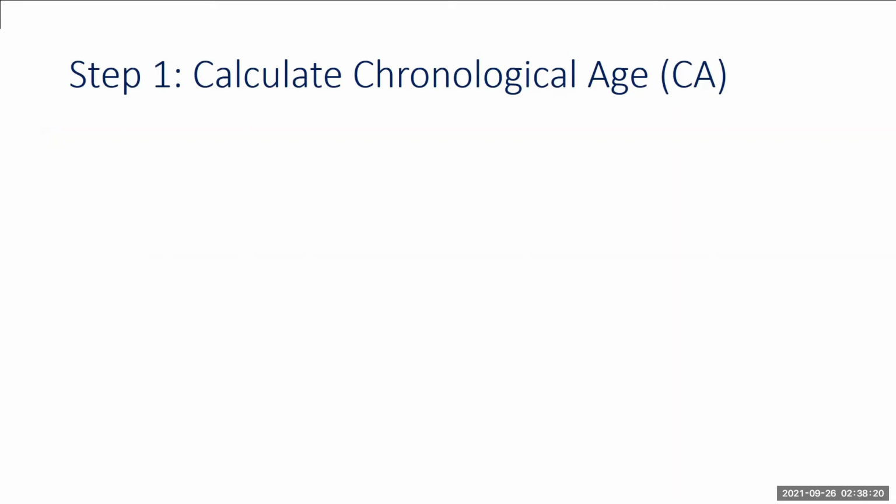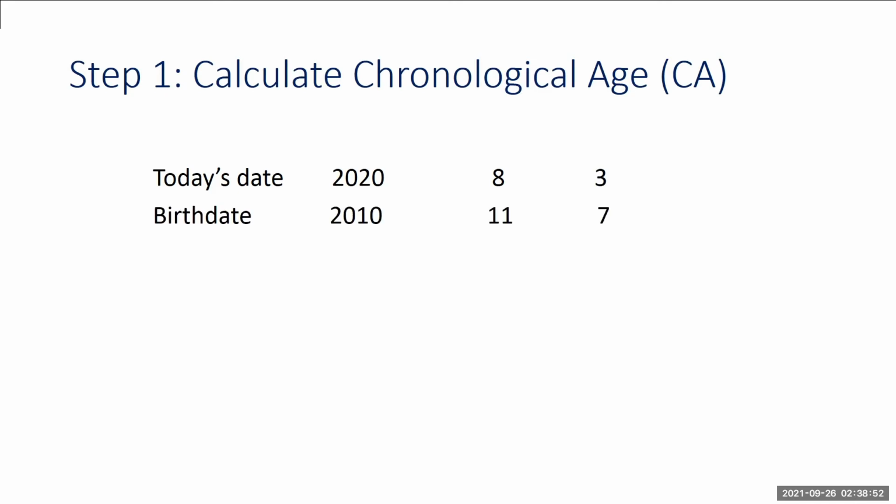To begin administering the test, the first step is to calculate the child's chronological age, abbreviated CA. First, enter the date the test is given in the order of year, month, and day. Next, do the same for the child's birth date.